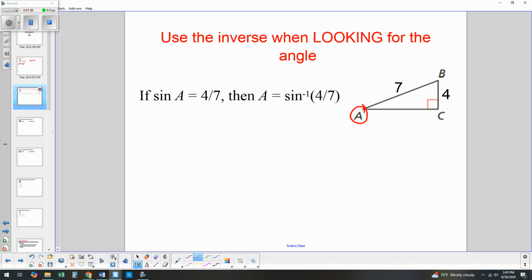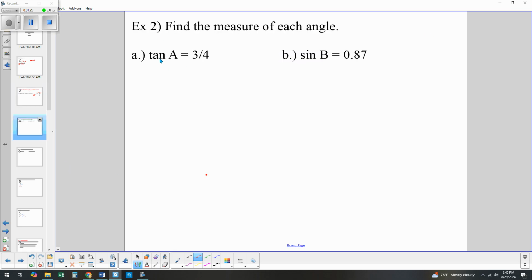So if I had angle A and I knew this was my O and my H, the sine of angle A would have been 4 over 7. So then angle A is really the inverse sine of 4 over 7. So the little -1 looking exponent is the inverse of the original trig function. So if the tangent of A is 3/4, then A is the inverse tangent of 3/4.